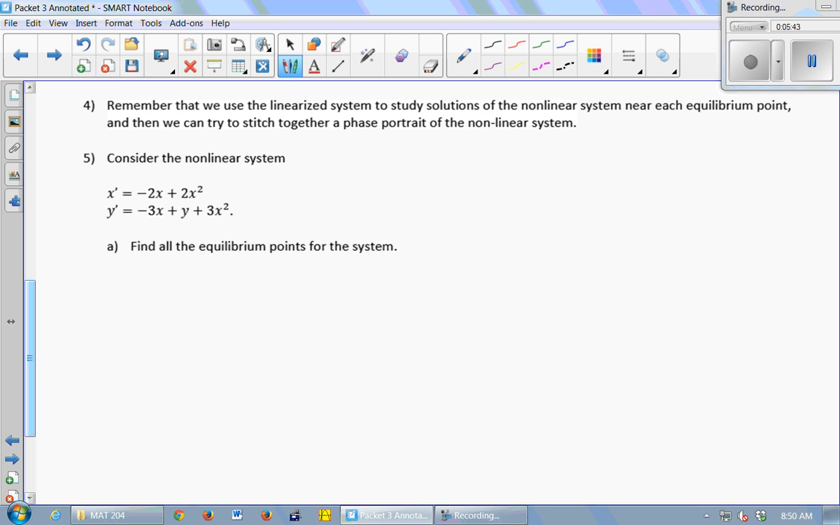Okay, so I have a nonlinear system here. In this first equation, x prime equals negative 2x plus 2x squared, what makes it nonlinear? The 2x squared, yeah. And in the next one, the 3x squared makes it nonlinear. All right, so first I need to find the equilibrium points. So we do that by taking our two equations and setting them to 0.